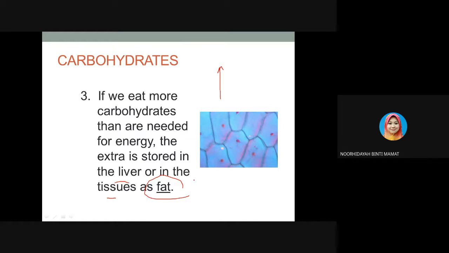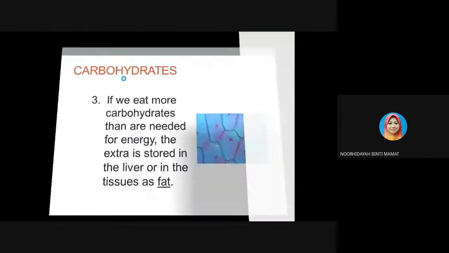So it is also unhealthy if we consume more carbohydrates than our body needs, because it can lead to diabetes, since carbohydrates contain a lot of sugars. It can lead to diabetes or other health issues, and it can increase the risk of heart disease and so on. So we have to consume sufficient carbohydrates in our daily diet.